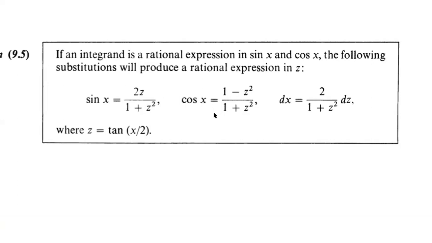Now, one thing I am going to do is use u's instead of z's, because my z's sometimes look like 2's, and I don't want to confuse myself or you. So instead of a z, I'm going to write u.